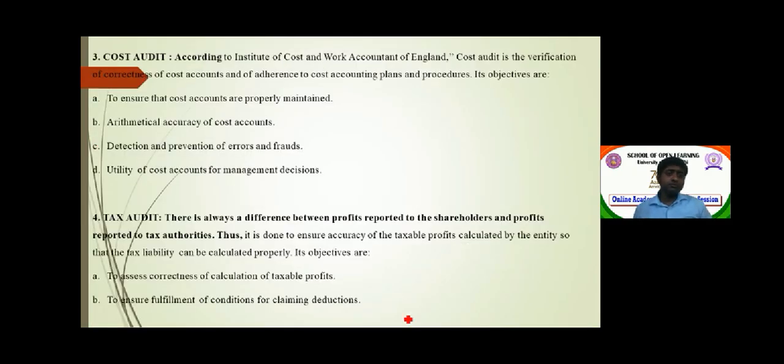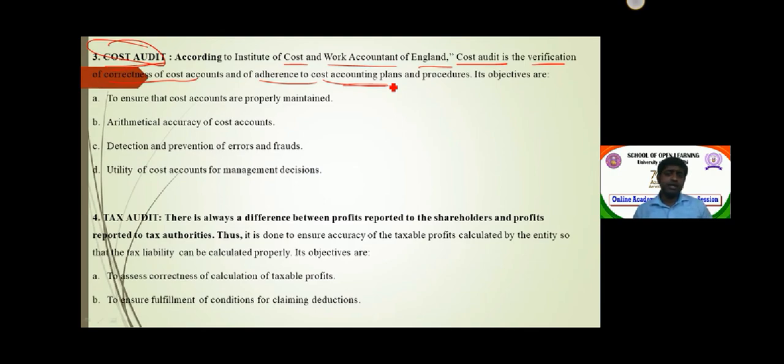Next is cost audit. Now, what is this cost audit all about? If I talk about the definition of cost audit as per the Institute of Cost and Works Accountants of England, they said that cost audit is the verification of correctness of cost accounts and of adherence to cost accounting plans and procedures.